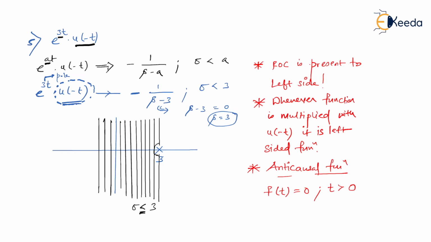The causal function is defined as: f of t is equal to 0 for t less than 0. So when t is less than 0, f of t equals 0, it makes sure that your f of t is purely right hand side. And whenever we are talking about an anti-causal function, f of t is purely a left-handed function. That is, it is 0 for the right hand side.